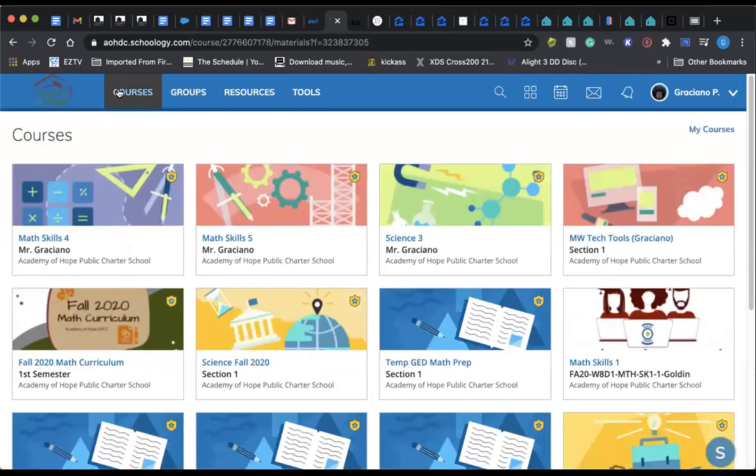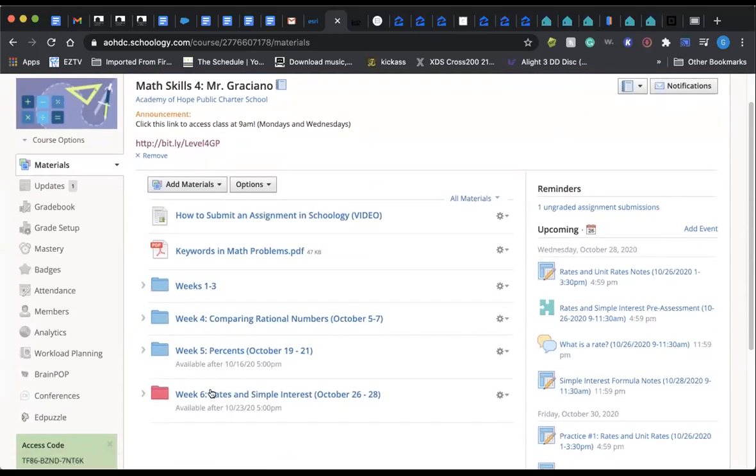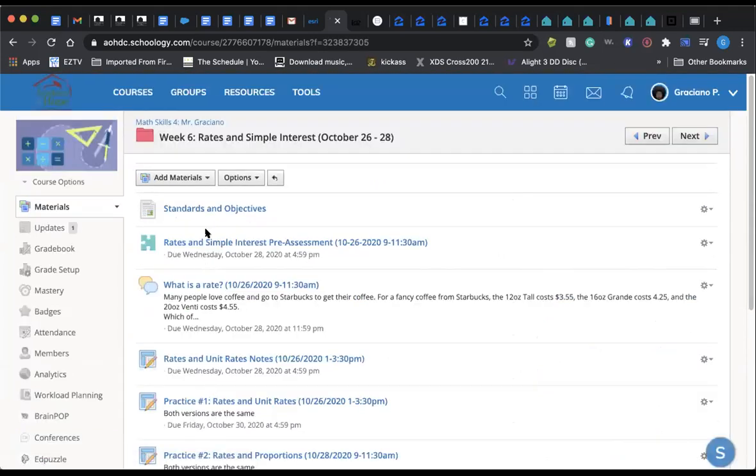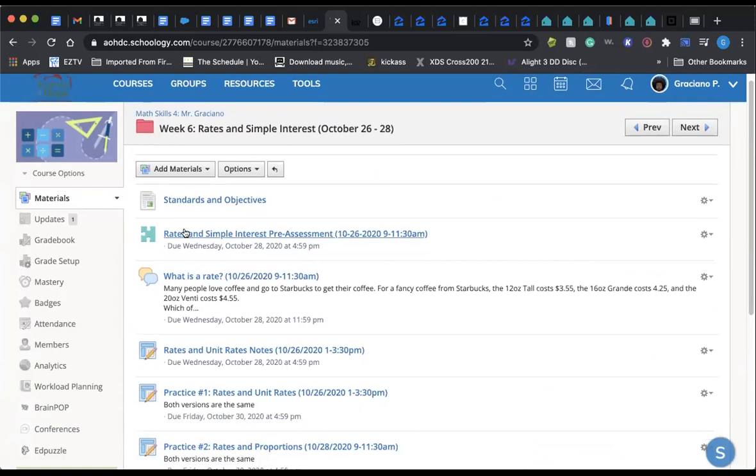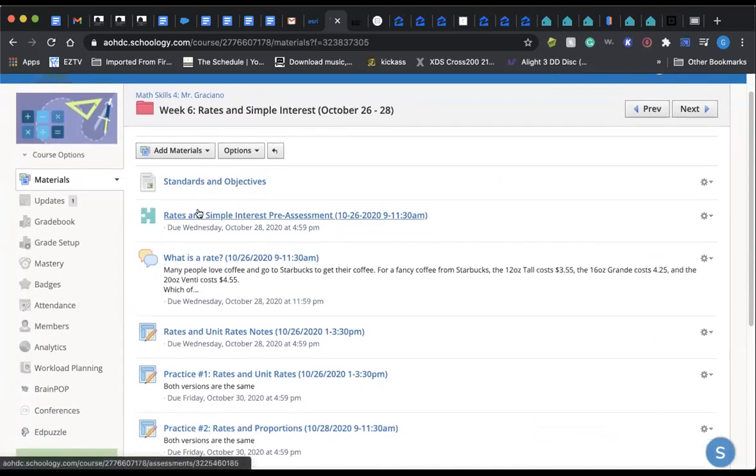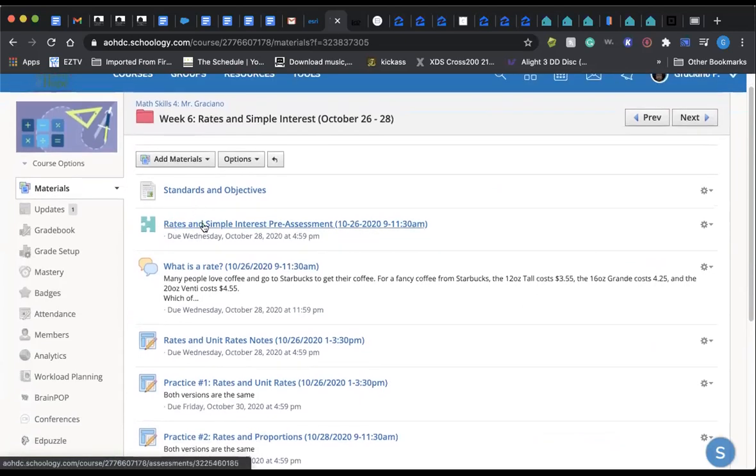So you go to your courses, make sure you hit Math Skills 4 with the purple picture for Mr. G. Scroll down to week 6 and do rates and simple interest. Make sure you hit that pre-assessment. I need you all working in that pre-assessment today. It's the second item in that folder, the Rates and Simple Interest pre-assessment. It has this little puzzle piece in front of it. That's what you're looking for.